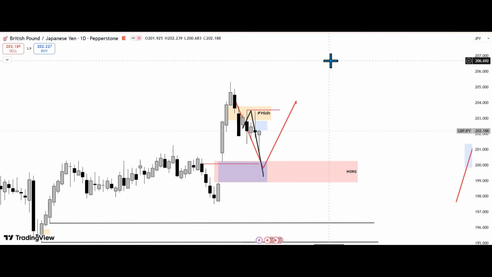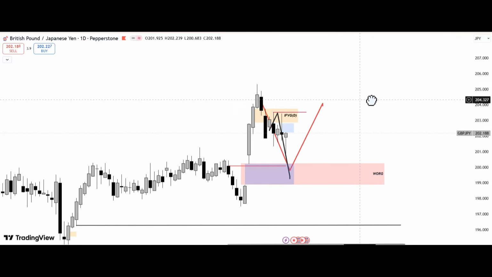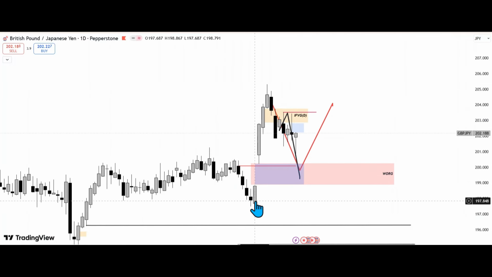So let's look at GBPJPY. For GBPJPY, I did a follow-up video, a second video, and I marked this daily inversion fair value gap. And in that video, I told you guys that there's a high probability that price would use this inversion fair value gap to push price lower, and that is what we got during the week. But still, our gap is not yet filled. Let's see what price is likely to do this coming week.